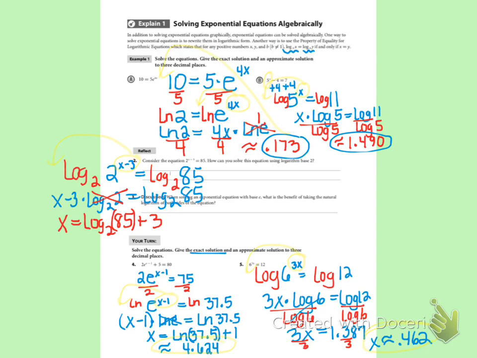So let's go ahead and turn the page. Remember, pause the video and check your work if you need to, and if you didn't get those answers, see if you can figure out where you got off track. Let's go ahead and turn the page.